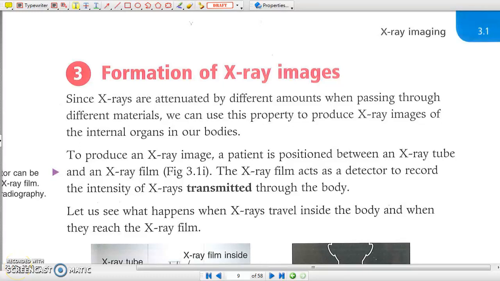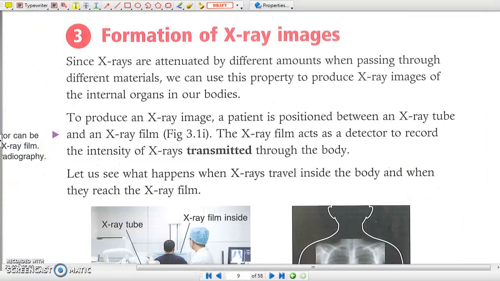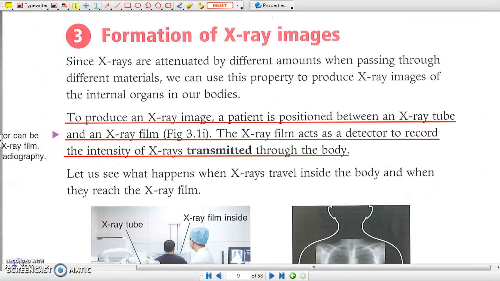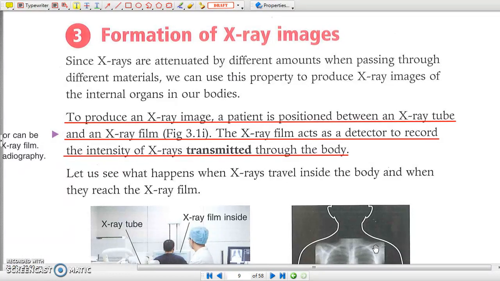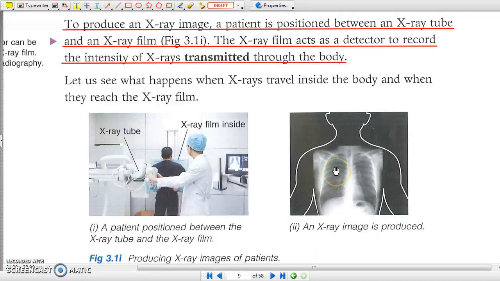3. Formation of X-ray images. So you know that the attenuation of X-rays depends on the nature of tissue and its thickness. So when a fan of X-ray is projected through a body, it will have different transmitted intensities, which create different shades of gray on a photographic film placed on the other side. This is called X-ray planar imaging, or simply X-ray imaging.